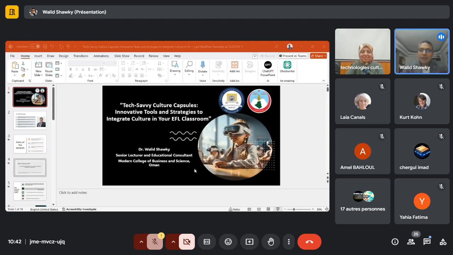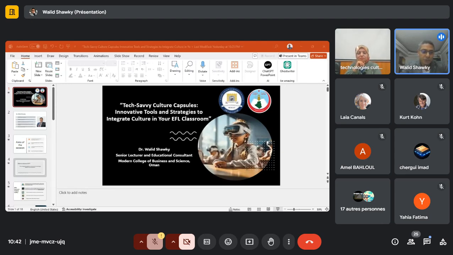So, creating and implementing culture capsules, we're going to see how we can create and how we can apply these systems in our classrooms. And then finally, looking at what the challenges are and what the opportunities or possibilities are that we can use in our classes. Okay, first of all, we are going to look at culture.